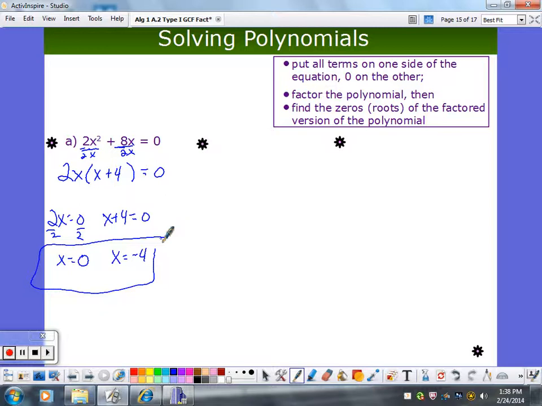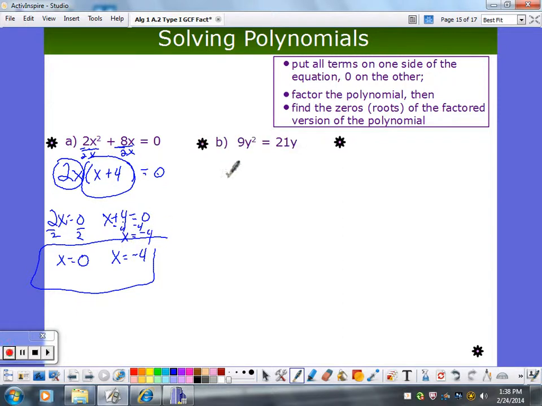Question. Where's your question? Yes, ma'am. How did you get from there to there? I said, all right, see this thing times this thing equals 0. So either this was 0 or that was 0. So I set them both equal to 0. And then I solve this equation. Subtract 4 from both sides.